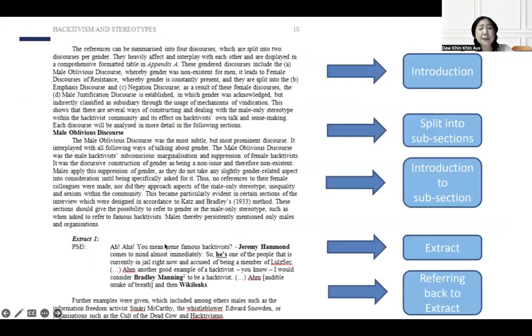On the next slide, please. Now, here is the example. The first paragraph is the introduction, and starting from the second paragraph, we have that kind of subsection, right? In the beginning, there is an introduction to the subsection and also the extract from the interview. And after that, referring back again to the extract. This is how you can indicate the result section.